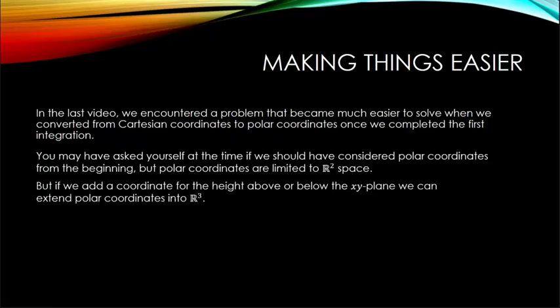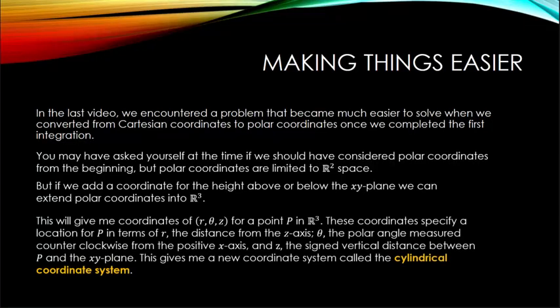But if I could add a coordinate for the height above or below the xy plane, we could extend polar coordinates into R3. This would give me coordinates that look like (r, theta, z) for some point P in R3. These coordinates specify a location for my point in terms of r, which gives me a perpendicular distance from the z-axis to my point, theta, which is the polar angle measured counterclockwise from the positive x-axis, and z, which is the signed vertical distance between P and the xy plane. This defines a new coordinate system that we call the cylindrical coordinate system.